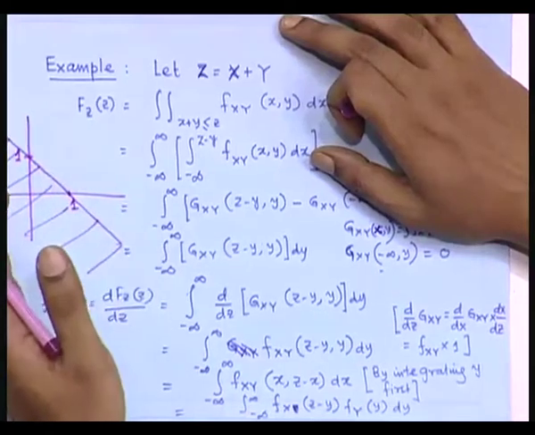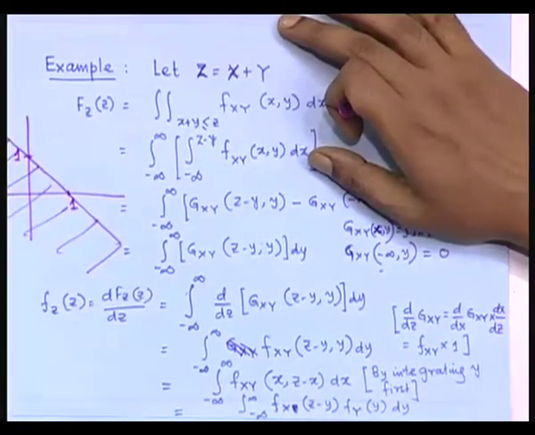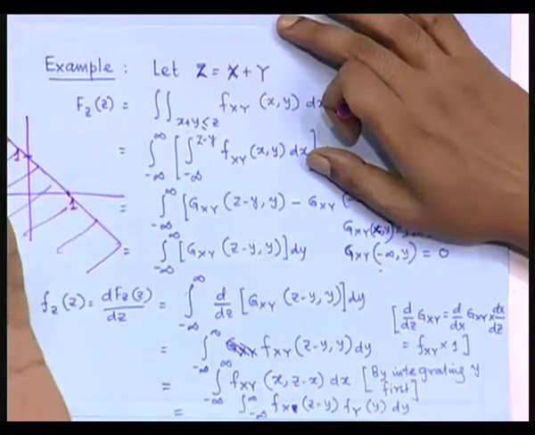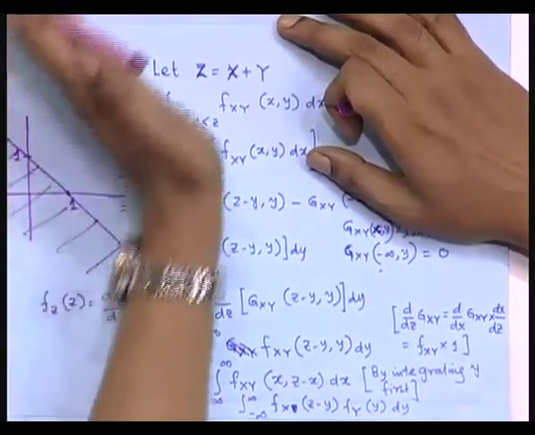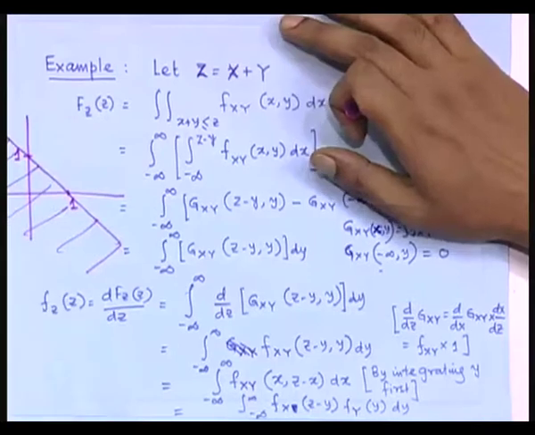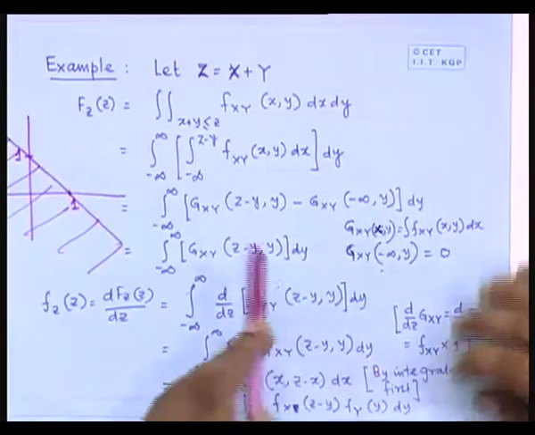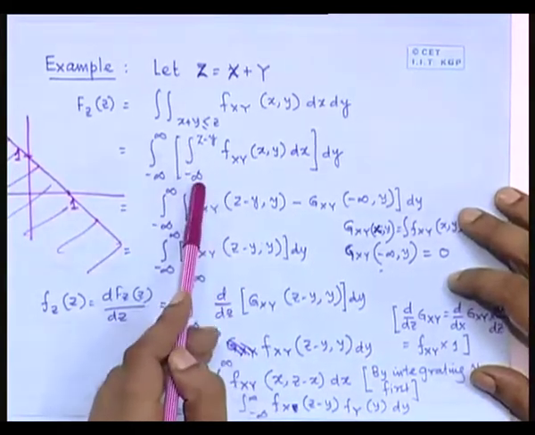For all points on this, x plus y is going to be less than or equal to 1. So like this, for different values of z, you are going to take different sets of straight lines and then integrate over the corresponding region. Correct?